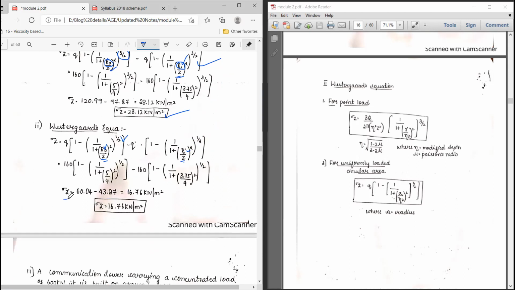So finally, calculate sigma z value, and that will be equal to 16.76 kilonewton per meter square. And this is how you need to work out a problem on vertical stress in soils using Boussinesq and Westergaard equation.